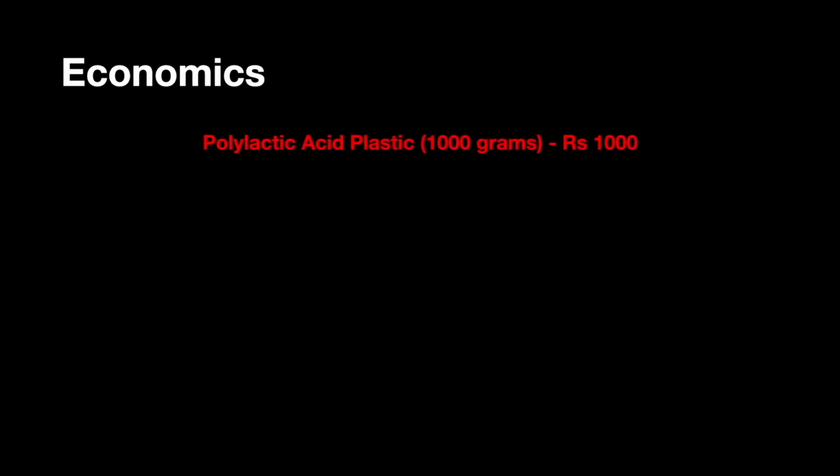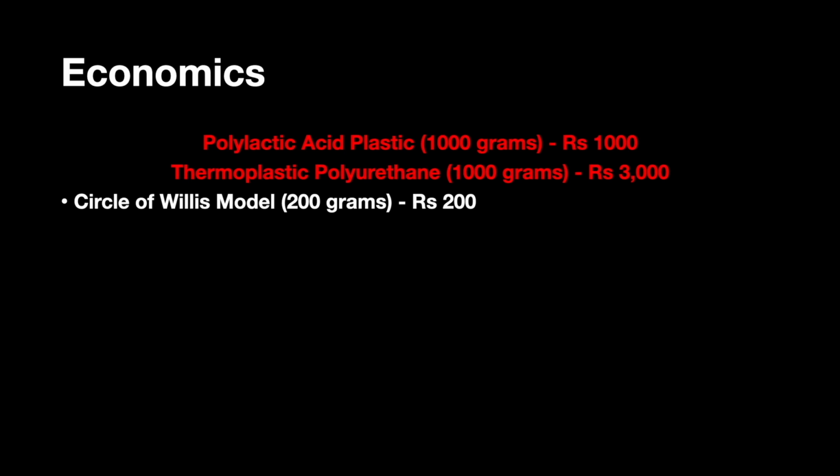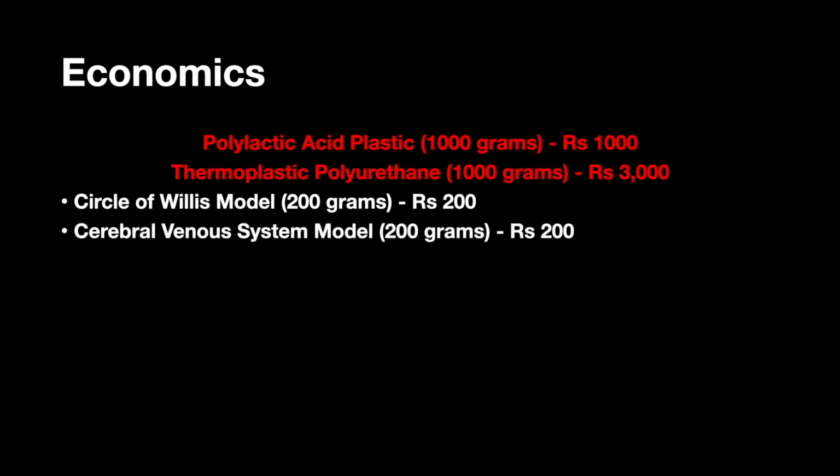Economics. Polylactic acid plastic costs ₹1,000. Thermoplastic polyurethane costs ₹3,000. The circle of Willis model cost ₹200 to print. The cerebral venous system model cost ₹200 to print. And the eyeball model cost ₹1,000 to print.